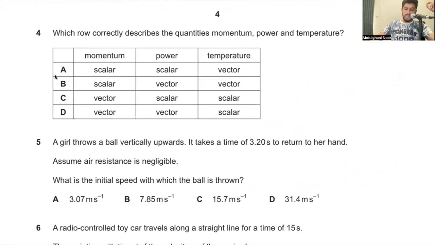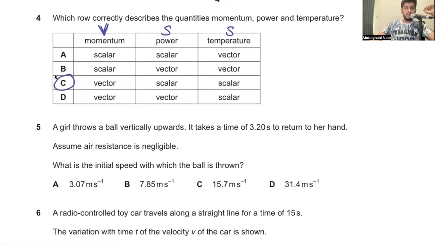Which row correctly describes the quantities momentum, power, and temperature? A simple, straightforward question. I know momentum is a vector quantity. I know power is a scalar quantity. I know temperature is a scalar quantity. The only row that satisfies all three of these is C, where momentum is vector, power is scalar, and so is temperature.